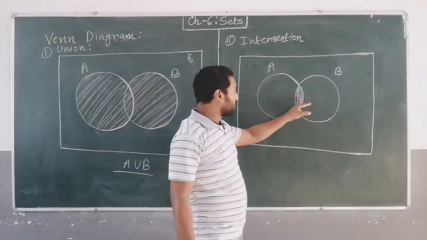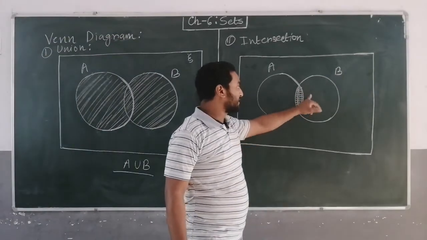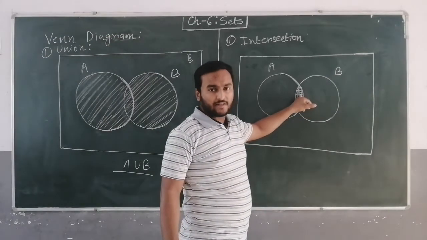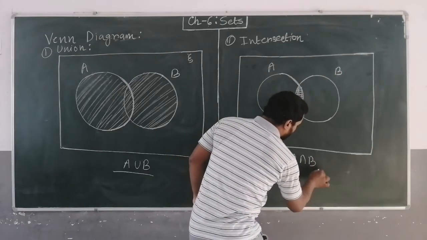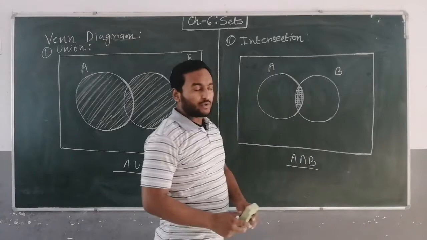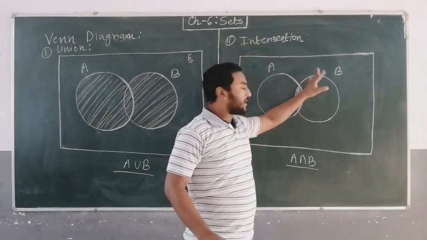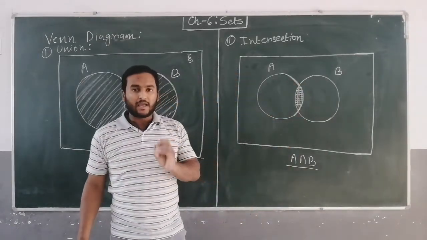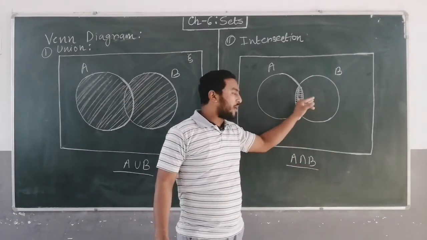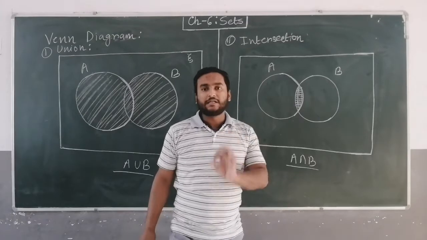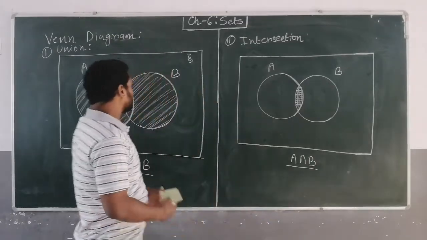So that's why we represent these two sets and shade this portion, and this is representing A intersection B. The common part occupied by the sets A and B is known as A intersection B. So this common part is representing A intersection B.